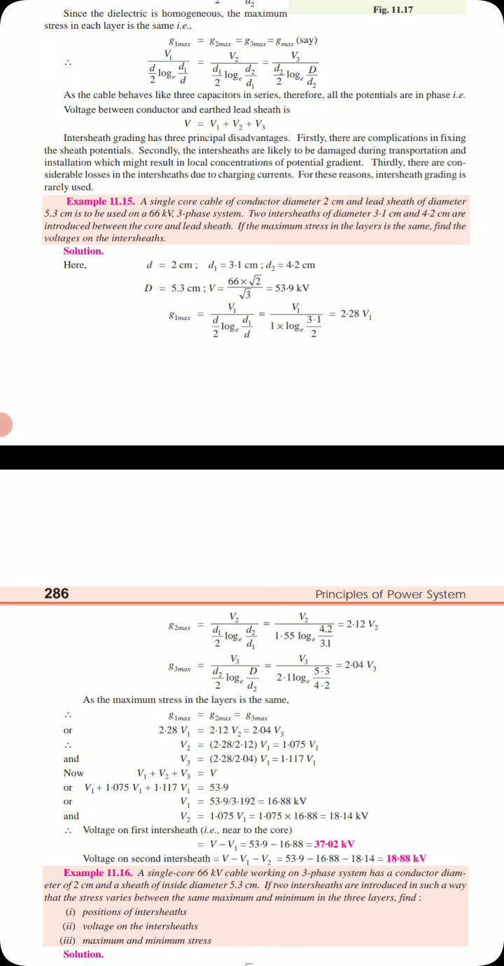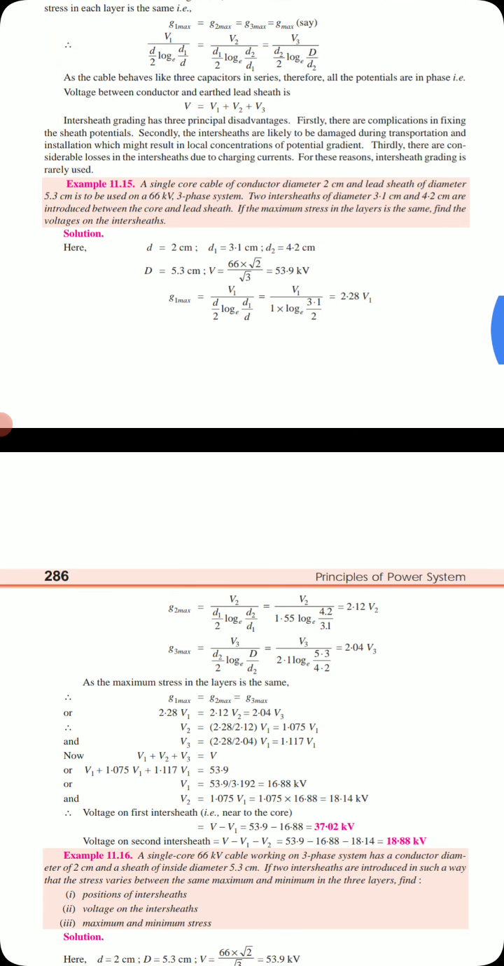But we know that in intersheath grading, G1 max is equal to G2 max is equal to G3 max. So here we can equate this: 2.28 V1 is equal to 2.12 V2 is equal to 2.04 V3. So I can put the value of V2 in terms of V1, and also I can put V3 in terms of V1. So we know that V is equal to V1 plus V2 plus V3, and I will get all the V2 and V3 in terms of V1.